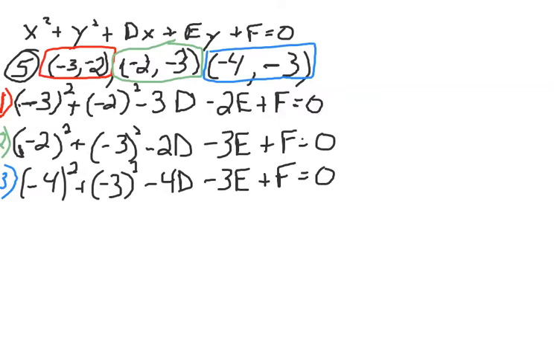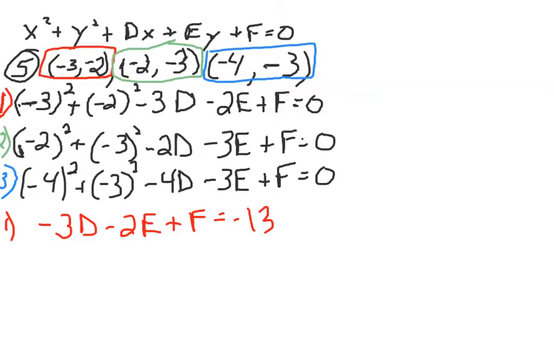So problem number 1, if I take -3 and square it, I get 9, and -2 squared is 4. 4 and 9 is 13, and I am going to subtract that 13 over to the other side where the 0 is. So I get that equation for the number 1.